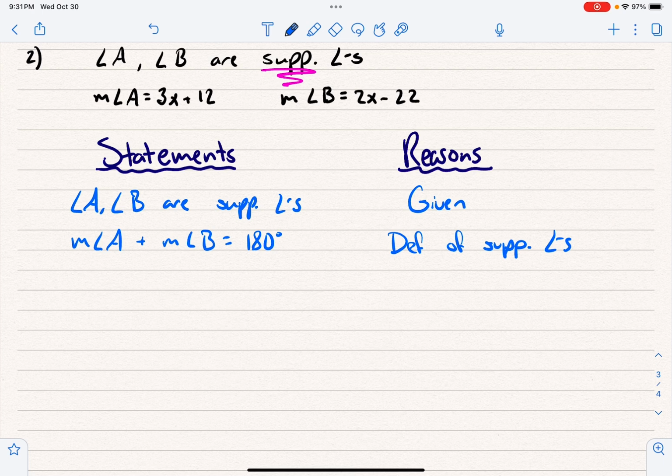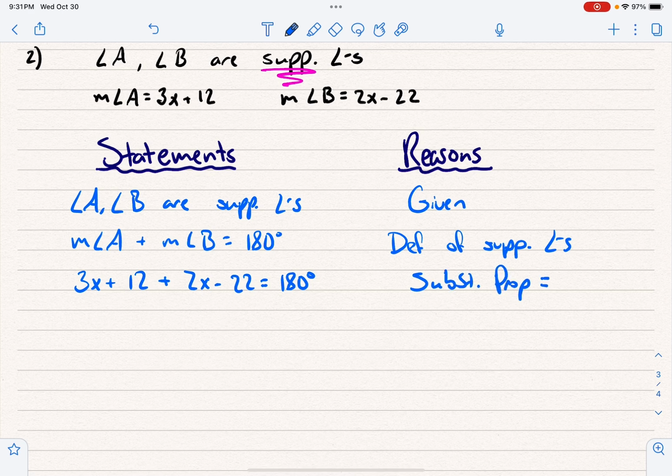And at that point, just like before, we're kind of done with the geometry. We switch over to algebra, and we say 3x plus 12 plus 2x minus 22 is equal to 180. What says that we're allowed to do that? Well, it was the substitution property of equality. If you have things that are equal to each other, which is what we have up here, then you can swap those things out at any time. All right, and then we're going to say 3x plus 2x is 5x, 12 minus 22 is negative 10.